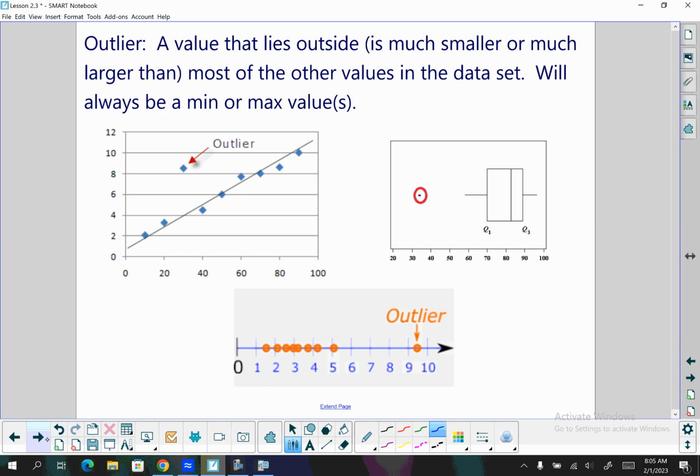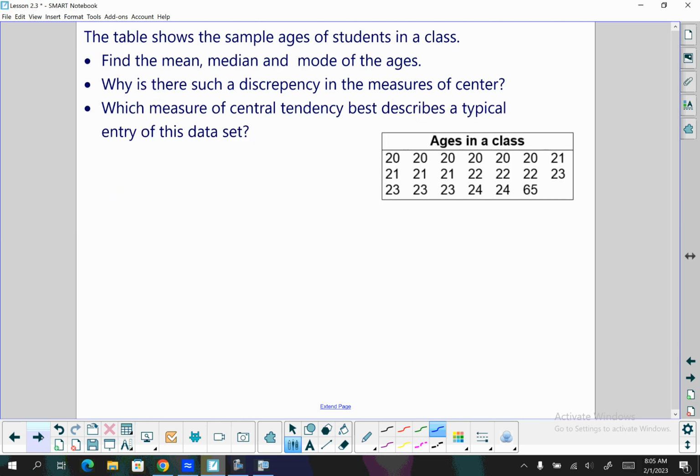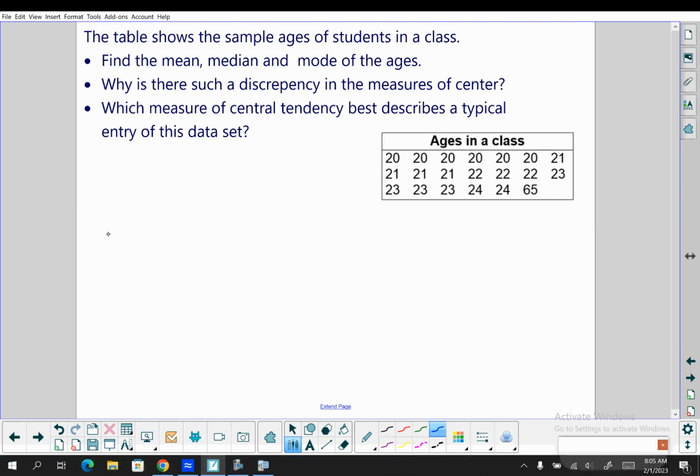These 3 pictures are what outliers could look like in different types of graphs: in a scatter plot, in a dot plot at the bottom, and then we're going to do box and whisker plots later on. If you have a really long whisker, that's going to be an outlier, likely. Okay, next slide on your paper.